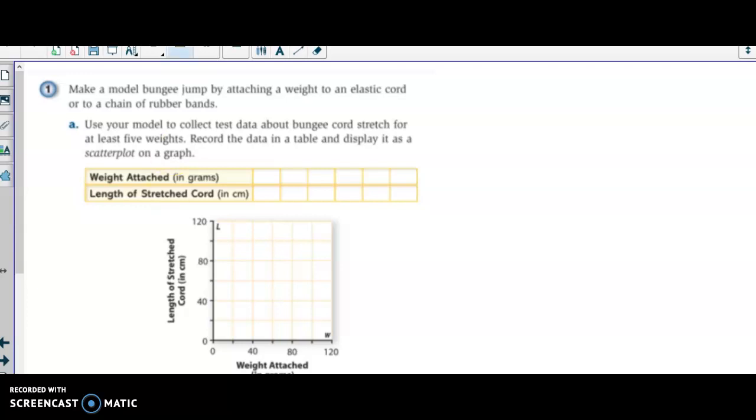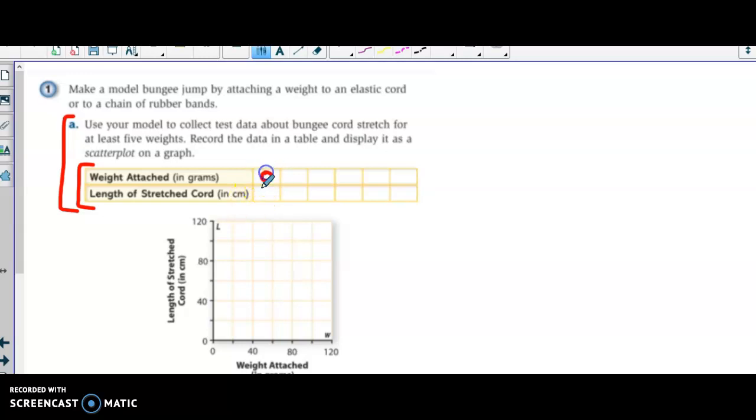If we were in an in-person class, or maybe this is something you could try on your own, you can take a weight and attach it to a rubber band and see what happens as you put a heavier weight on it. And we can complete a table of values for this. So in your notebook, as I go through this, I want you to copy down this table of values. I want you to copy down the words weight attached in grams and the length of stretched cord. If you need to pause this video to stay caught up, feel free to do so.